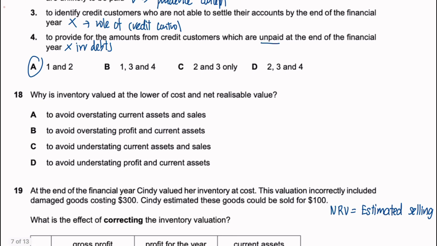18. Why is inventory value at the lower of cost and net realizable value? It is to avoid overstating profits and current assets. Again, this is the prudence concept. So B is the answer.